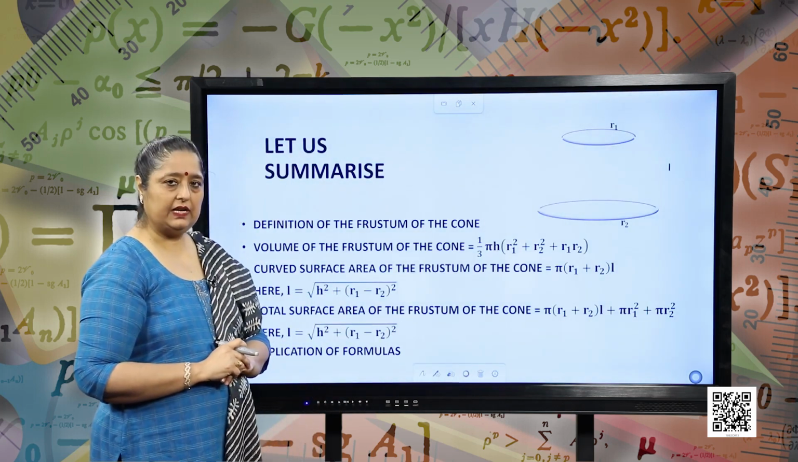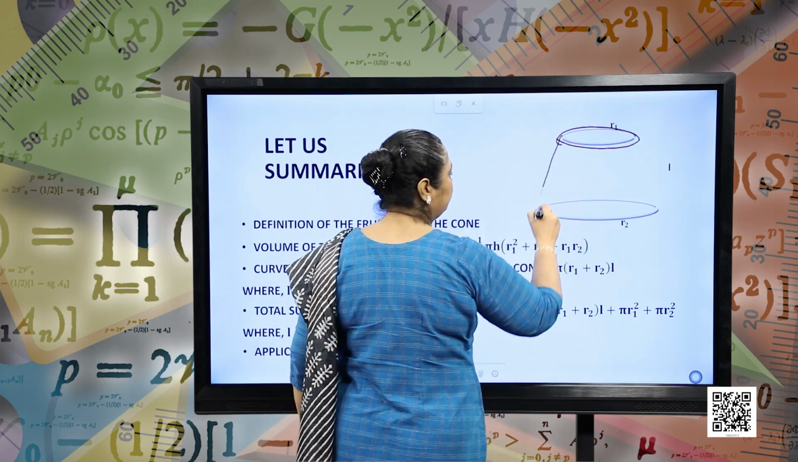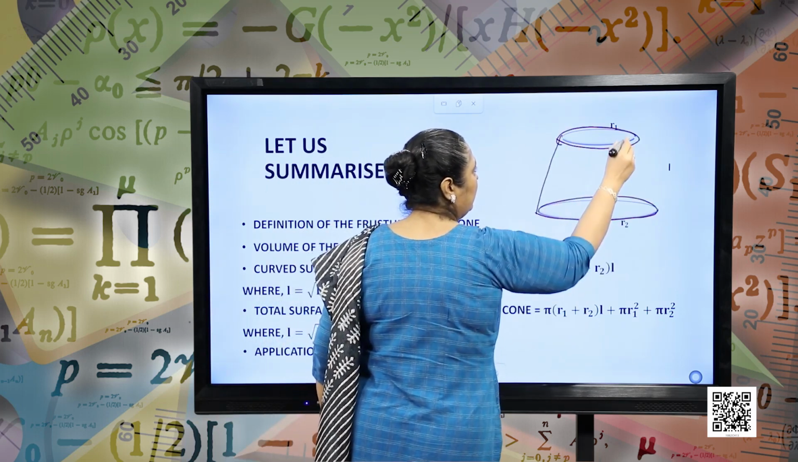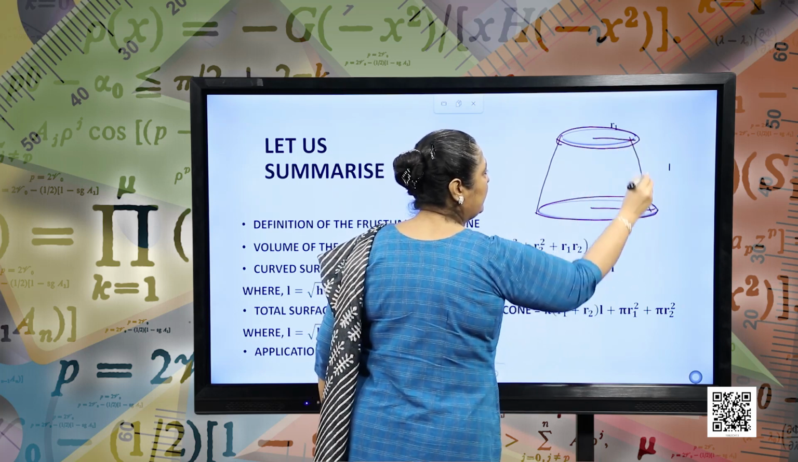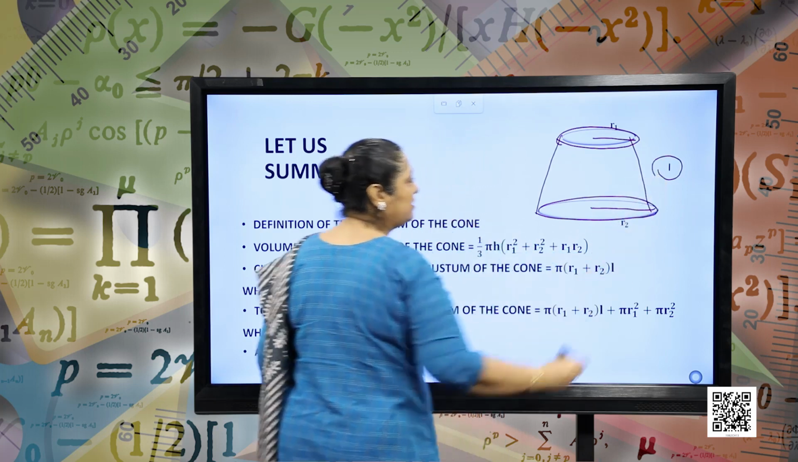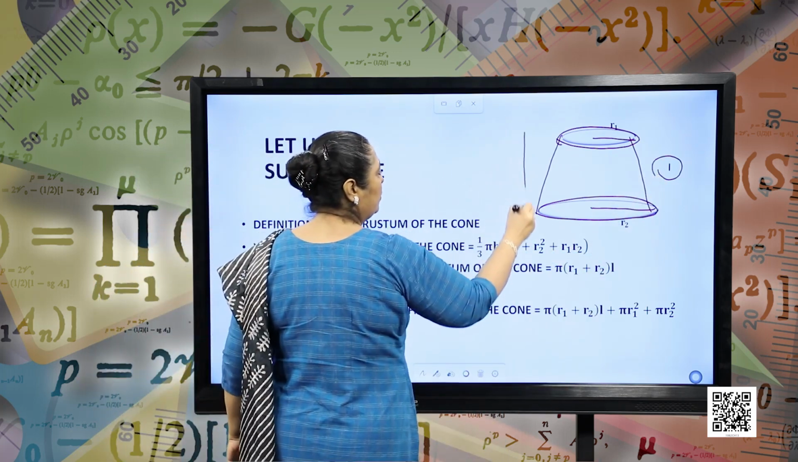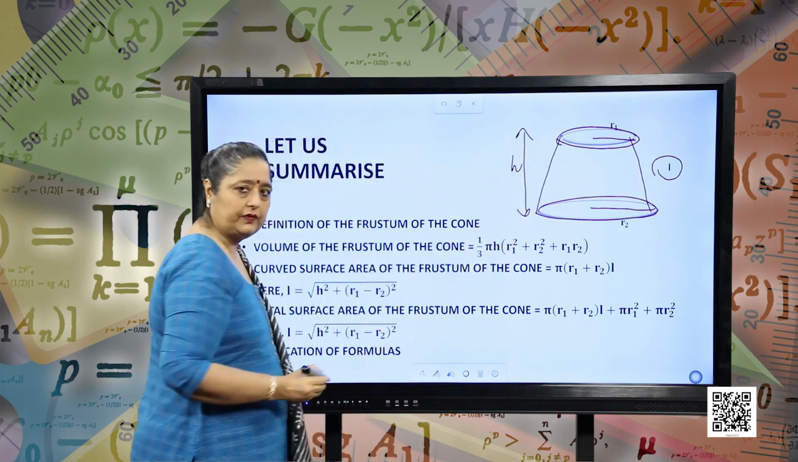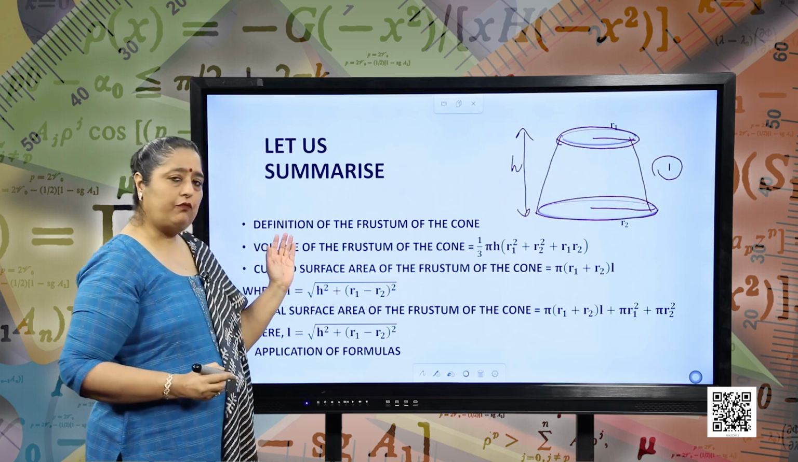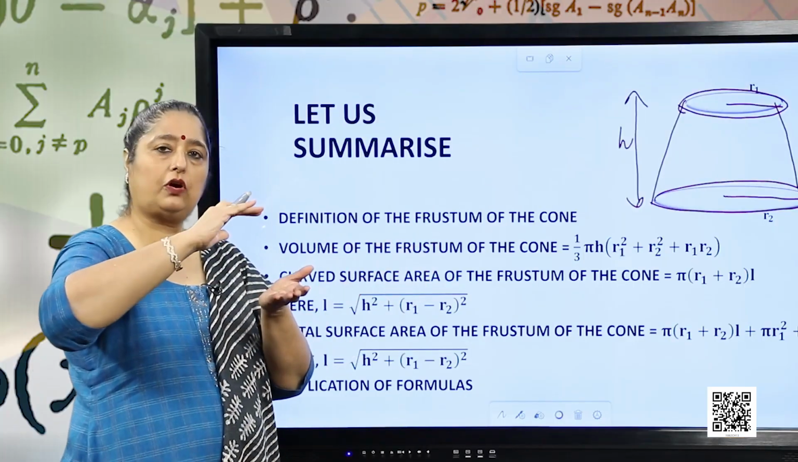Let us summarize the whole lesson. We have studied, this is a frustum, this is the smaller radius R1 and this is the bigger radius R2 and this is the slant height L. Also, we have known that this is the height of the frustum. Now, we have already known the definition of the frustum. Frustum is a part of the cone.